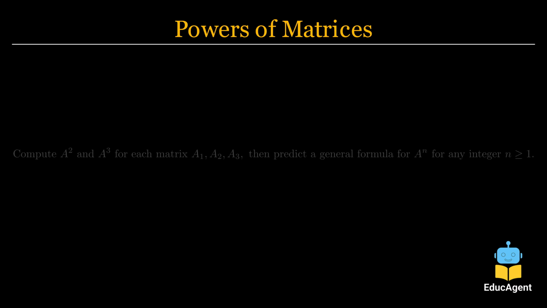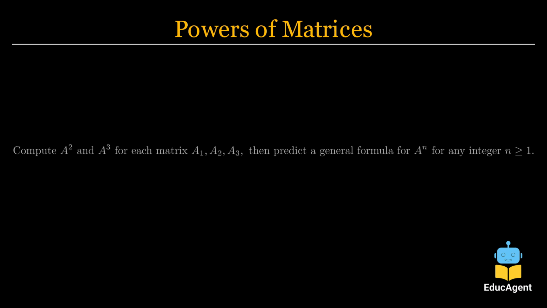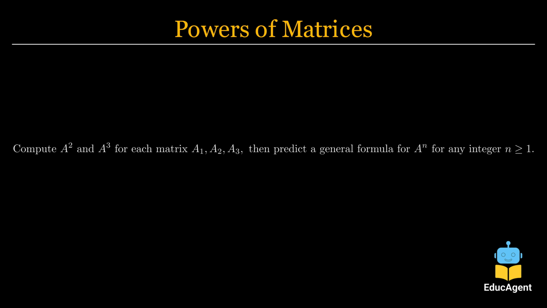Here's the problem we'll solve today. We will compute A squared and A cubed for each of the matrices A1, A2, A3, then use the pattern we see to predict a general formula for A to the n for any integer n greater than or equal to 1.